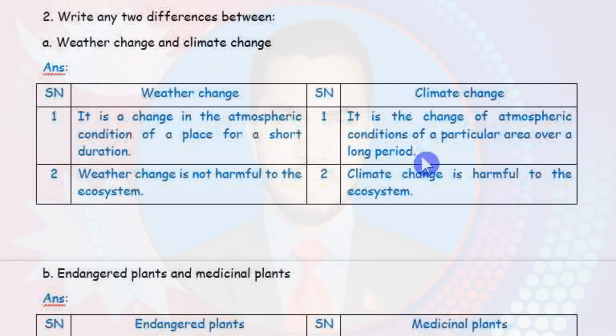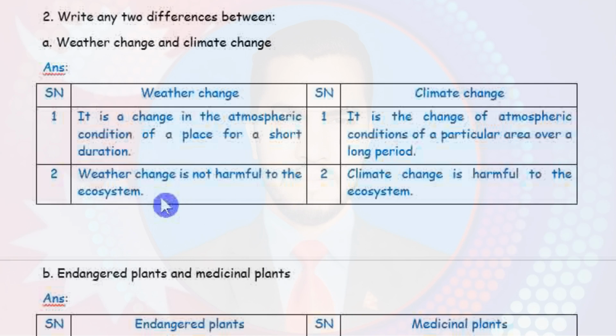Climate change is the change of atmospheric conditions of a particular area over a long period. Climate change is different from weather change. Climate change does not refer to a short duration. It refers to a long period of time of about 30 years. Therefore, weather change and climate change are different. Okay, number 2, weather change is not harmful to the ecosystem, because the weather of a year keeps on changing.